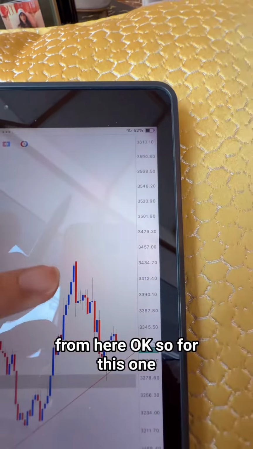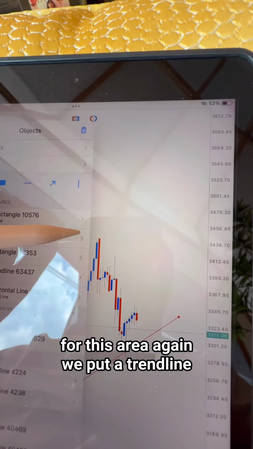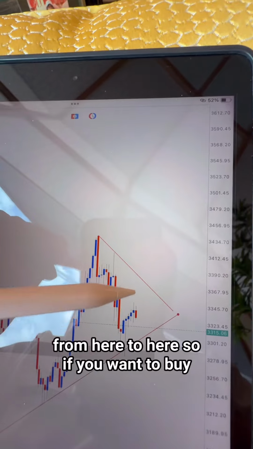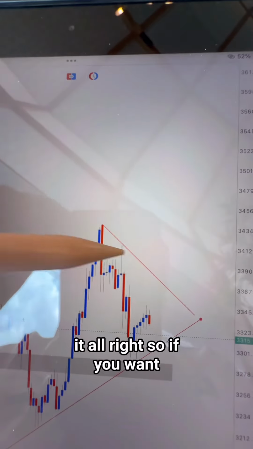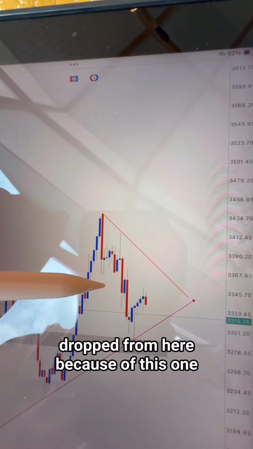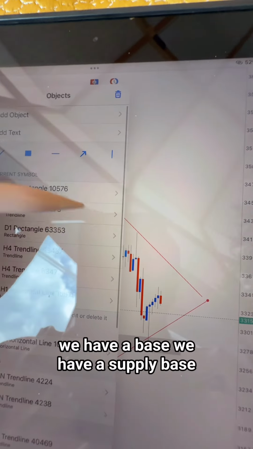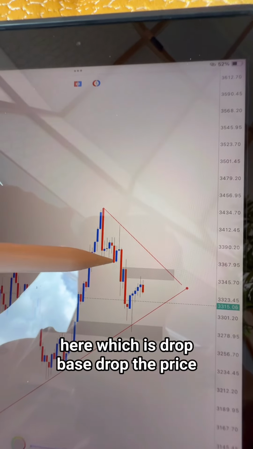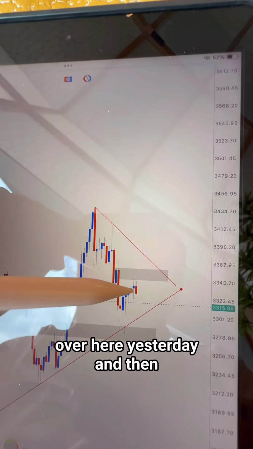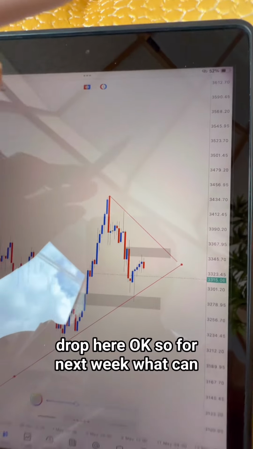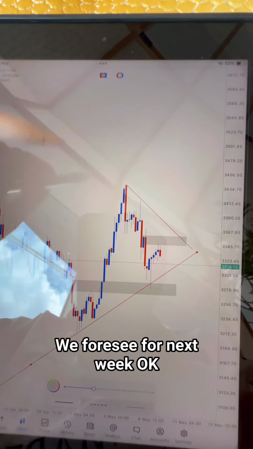For this area, again we put a trend line from here to here. If we want to buy, here the price dropped from here because we have a supply base over here, which is a base drop. The price came over here yesterday, came to exactly the zone over here and dropped. So for next week, what can we foresee?